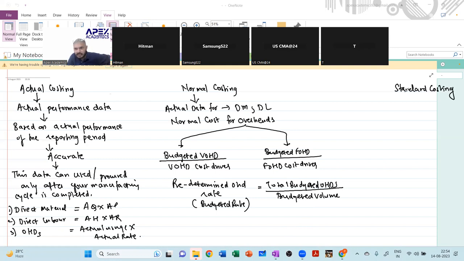Then I take into consideration standard costing. Standard costing is going to be based on all standard data only. This will be a flexible budget, which will take into consideration standard rates for everything.